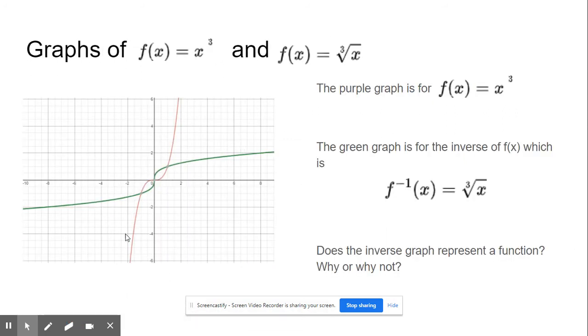Here we have the purple graph, which is a graph for f of x equals x cubed, and the green graph, which is the inverse of f of x, equals the cube root of x. In this case, does the inverse graph represent a function? Why or why not? Well, unlike the square root function, with the cube root, there is no situation where an x value has more than one y value. So yes, the cube root would be considered a function.